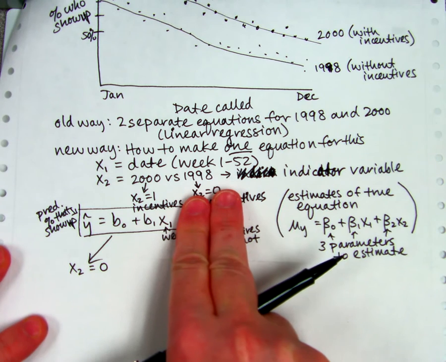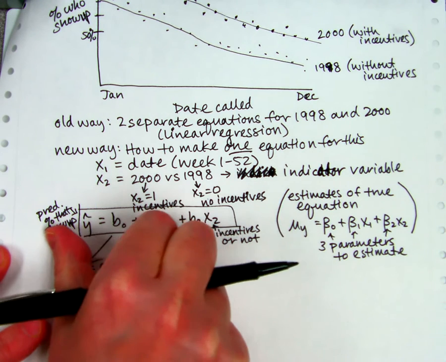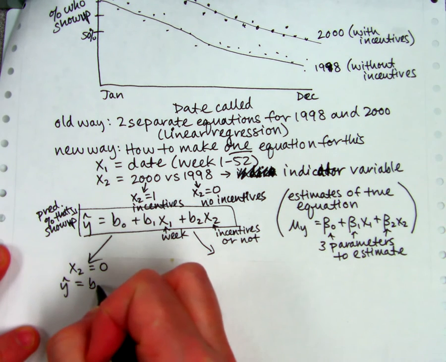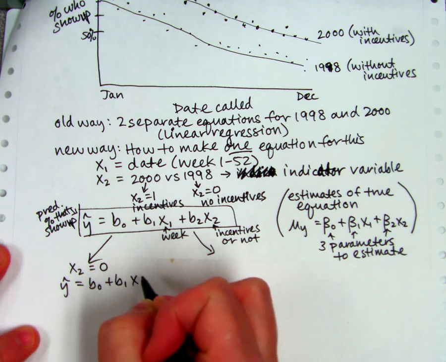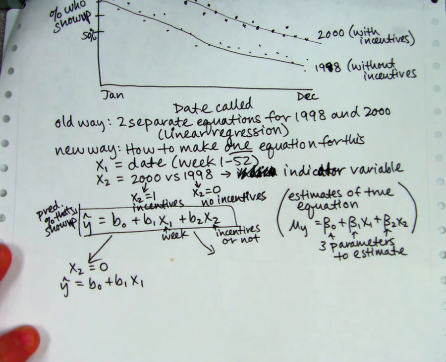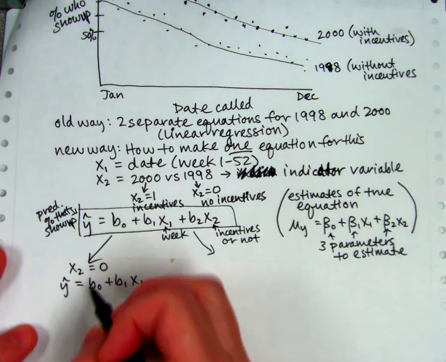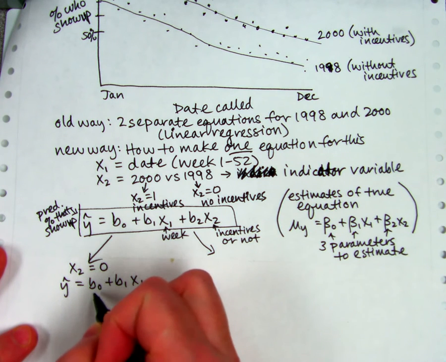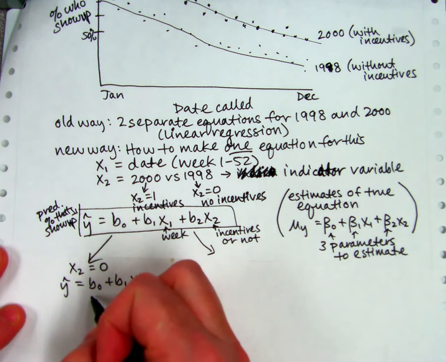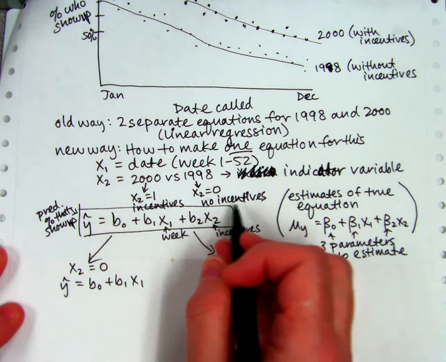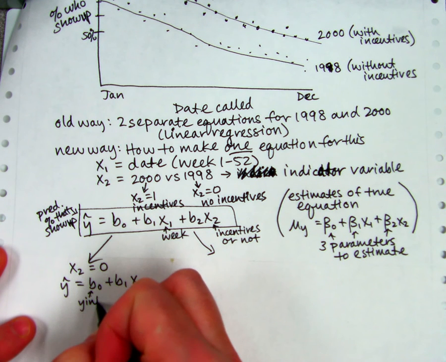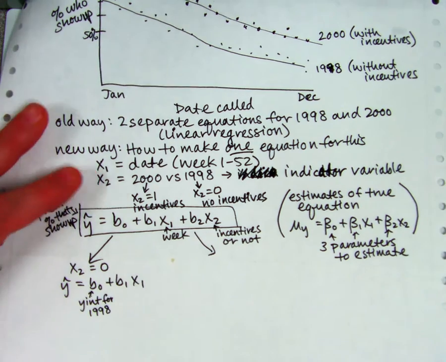That means this piece is gone, and we would just have a linear regression line. No problem. We would end up with y hat equals b0 plus b1 x1. And we already know how to interpret these estimates of these parameters. b0, that's the y-intercept. We've done that before, no problem, except specifically if x2 is 0, that's the no incentives. This is the y-intercept for 1998, which, by the way, is different than the y-intercept for 2000.